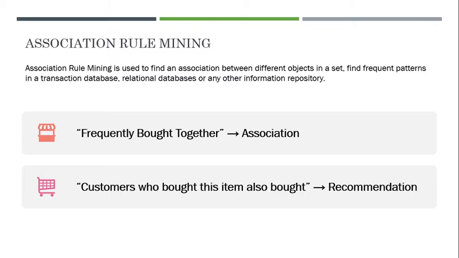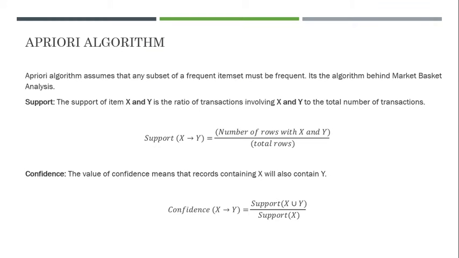Association rule mining is used when we want to find an association between different objects in a set, find frequent patterns in a transaction database, relational databases, or any other information repository. The applications of association rule mining are found in market basket analysis, in retailing, clustering, and classification. So in here, "frequently bought together" refers to association, and "customers who bought this item have also bought this item" refers to recommendation.